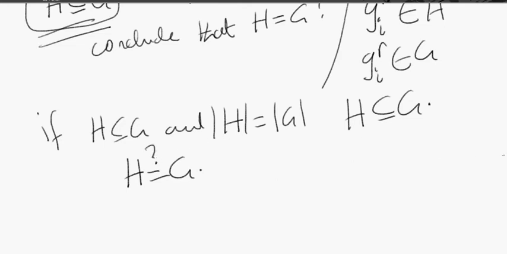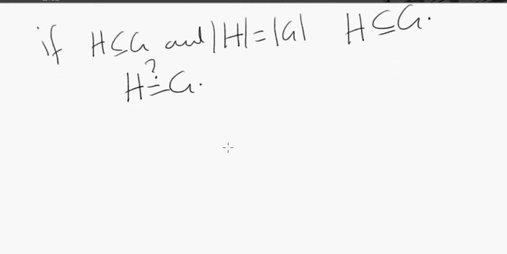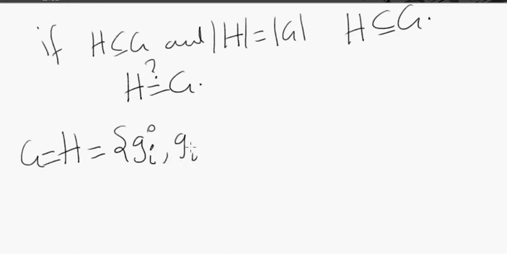Right. So if H equals G, and remember H was written like this, if H equals G and we've written that, that means that G equals H equals g_i to the 0, g_i to the 1, g_i to the 2, all the way up to g_i to the p minus 1, alright?